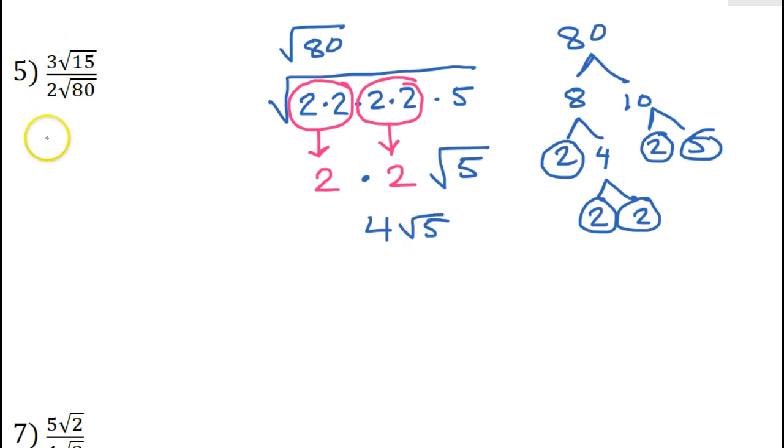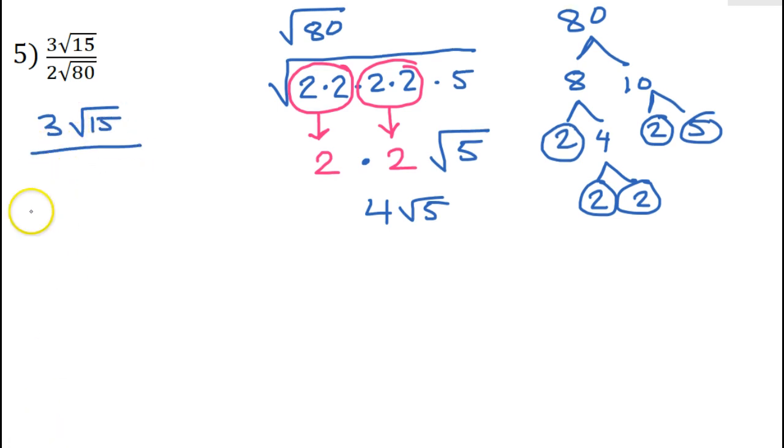So putting that back into the problem, now I have 3 radical 15 over, let's see, we got the 2, and then radical 80 becomes 4 radical 5. So 2 times 4 radical 5. So let's go ahead and simplify that a little bit further.